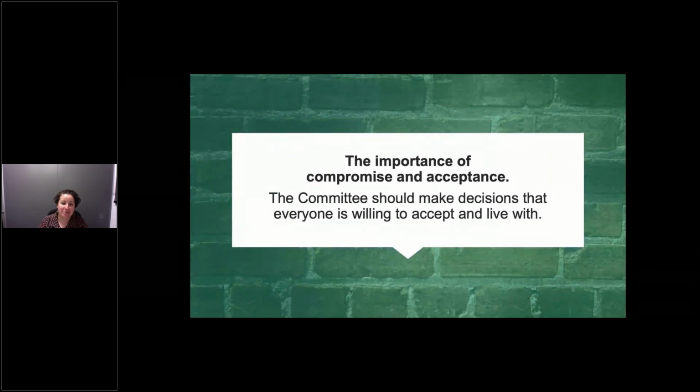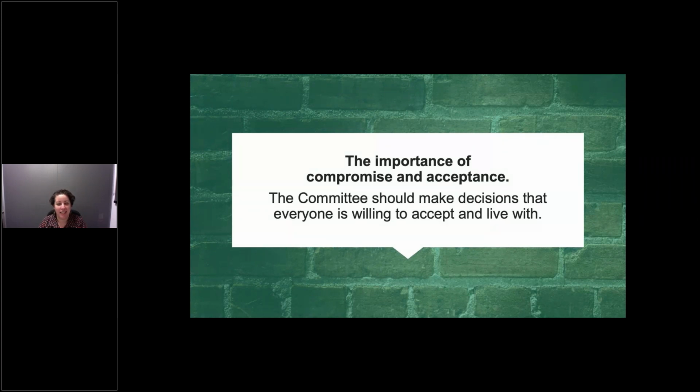Now, the importance of compromise and acceptance. The committee should make decisions that everyone is willing to accept and live with. That's really important. It's a fine balance to encourage that robust discussion. There are some issues that you as a committee member will deal with that will challenge you personally and challenge your values and your ideas. But if we go back to those legal duties, you have an obligation to act in the best interest of the organisation. So while you might have particular views, you have to make sure that those aren't unduly influencing your ability to make decisions that are best for that organisation, not you as an individual.